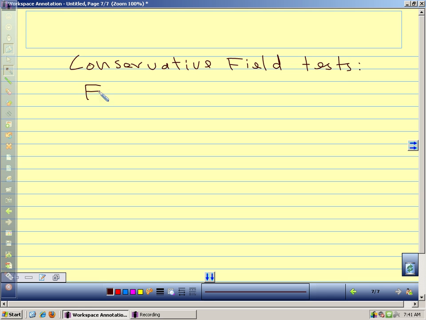If we have a field in the plane, what was our test for conservative fields in the plane? We remember? Yes, I think that's one way of saying what we did, and the way we stated it is dM/dy equals dN/dx.